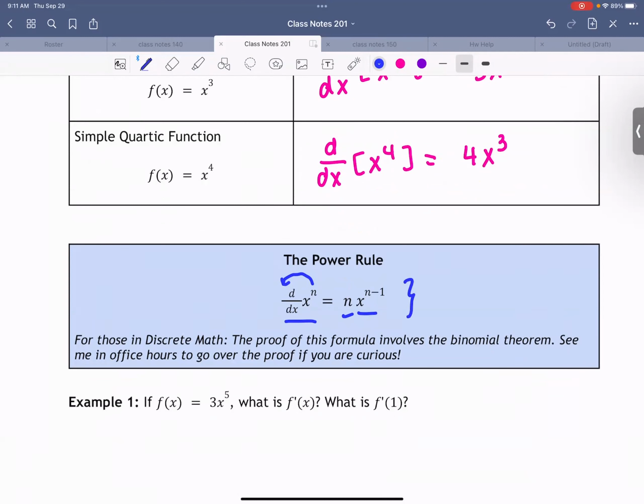I know the power rule looks a little bit weird with this formula. You do have to memorize this. But if you don't feel like memorizing the letters or anything, I just want you to know how to find derivatives of power functions. And it might get a little bit easier as we do a couple more examples.